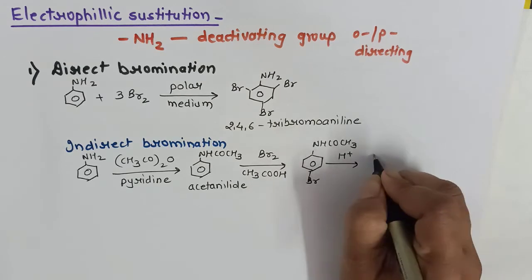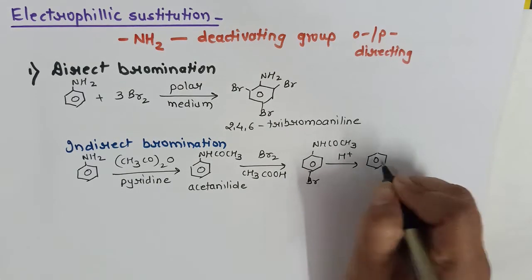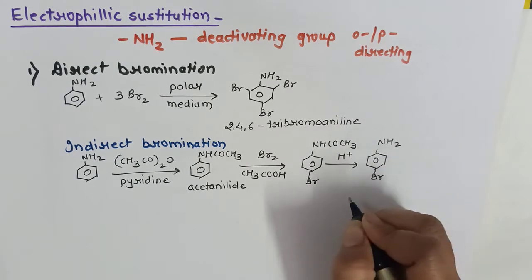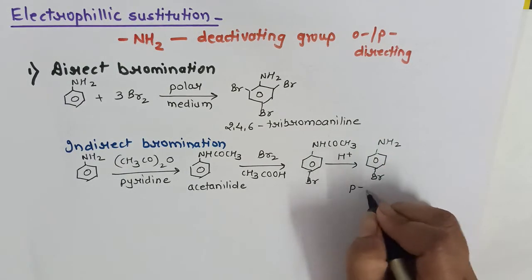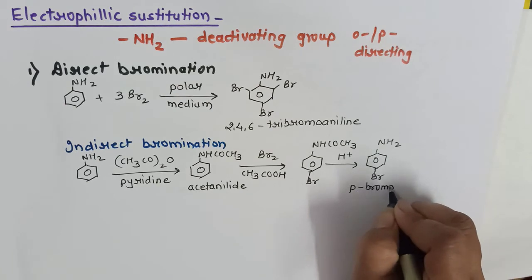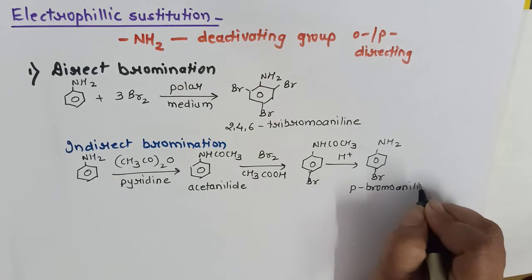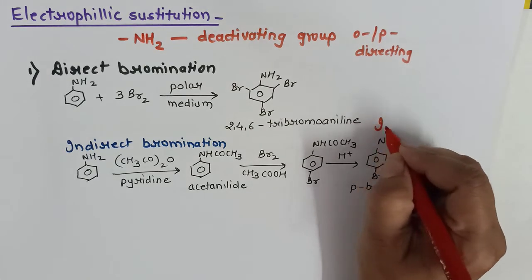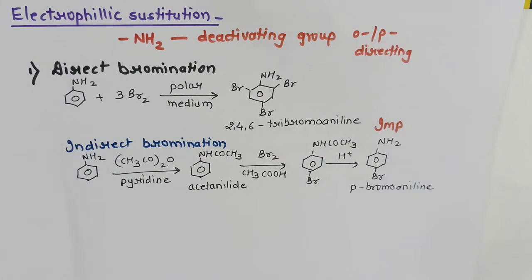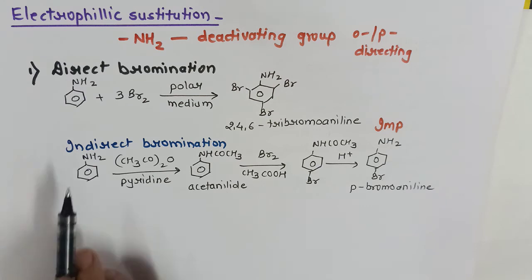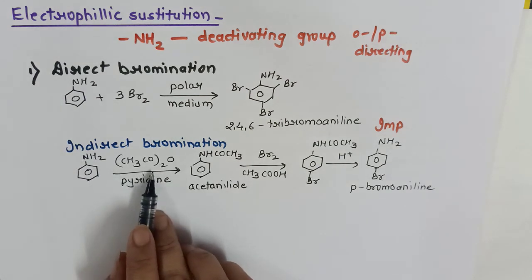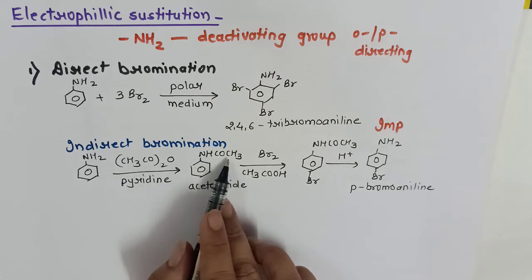Its hydrolysis gives us NH2 group back. So finally we get the product para-bromoaniline. And therefore this reaction I will mark as important one because it requires steps. NH2 group will be masked by using acetic anhydride, and it forms acetanilide.